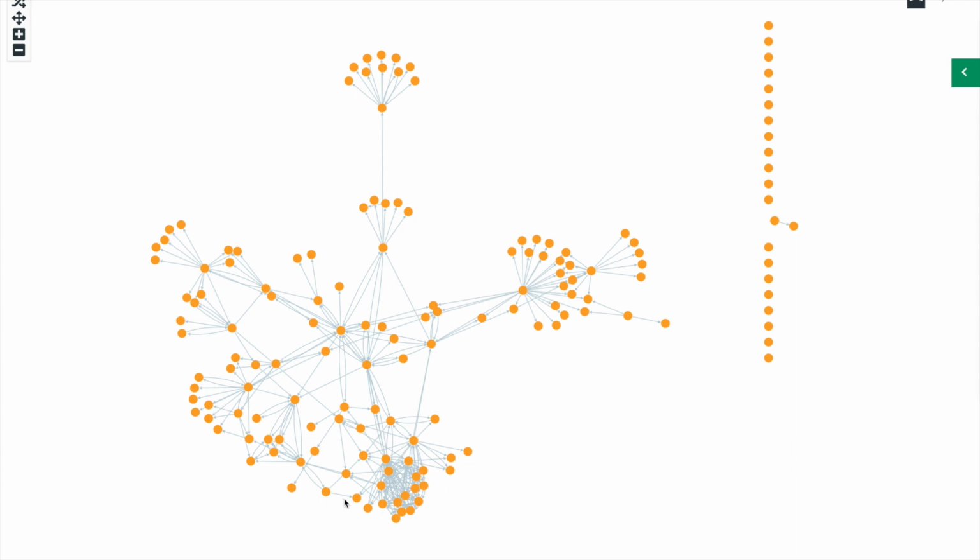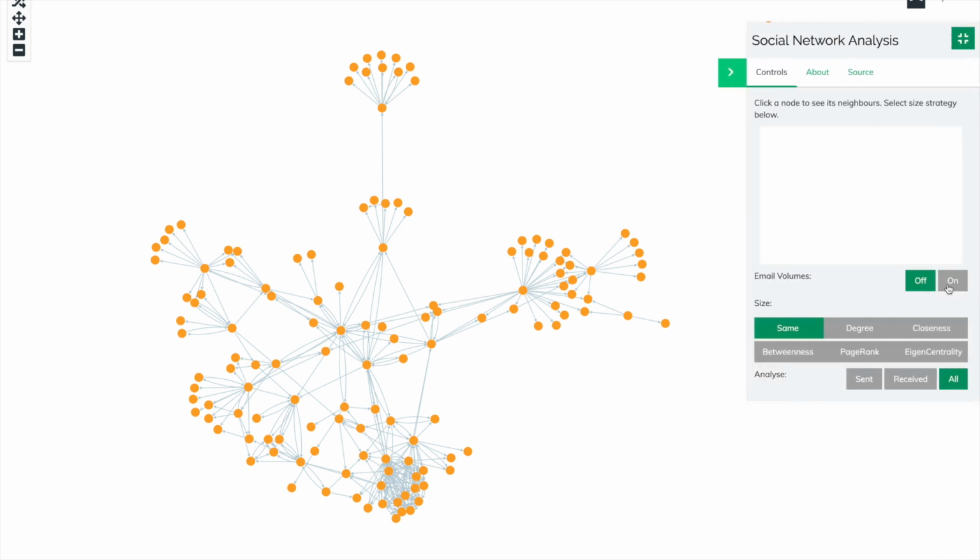We can see, for example, a very densely connected group of people in the bottom of the screen here who talk to each other a lot. And we can see someone at the top of the screen who's much more isolated and is the only connection between a little group of people and the rest of the organization.